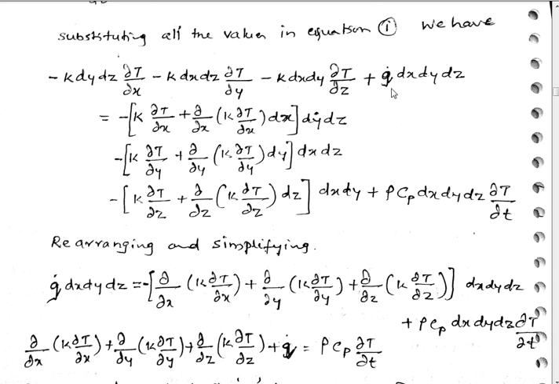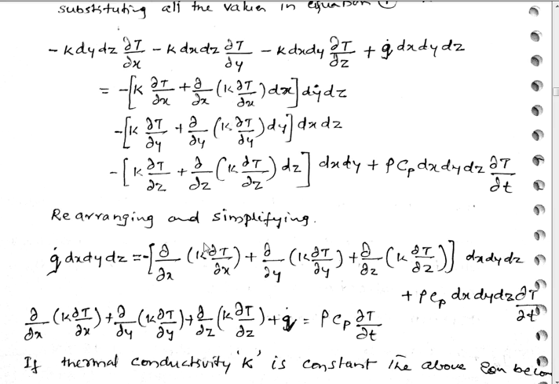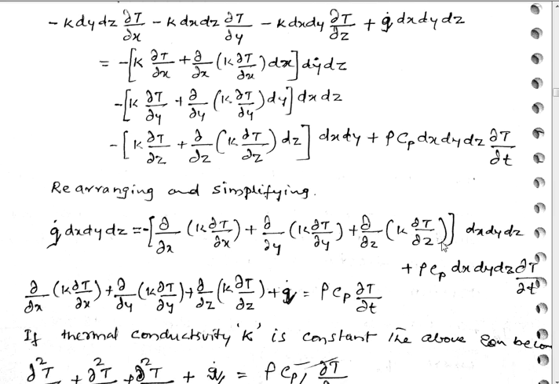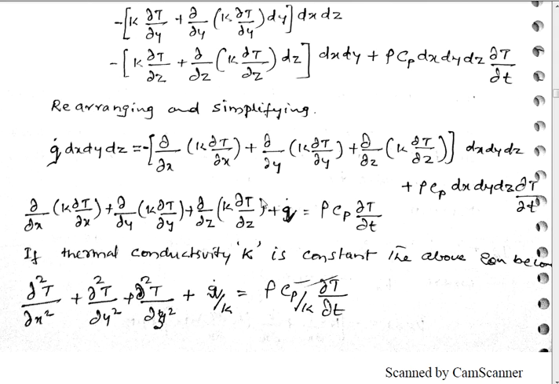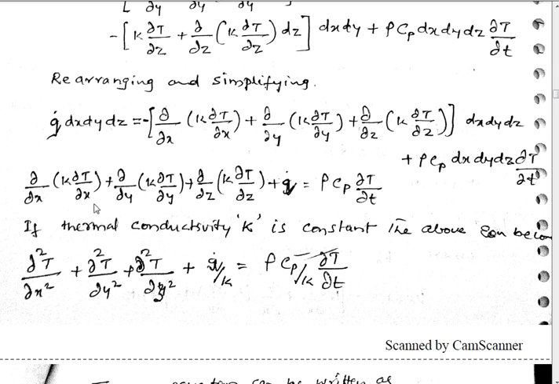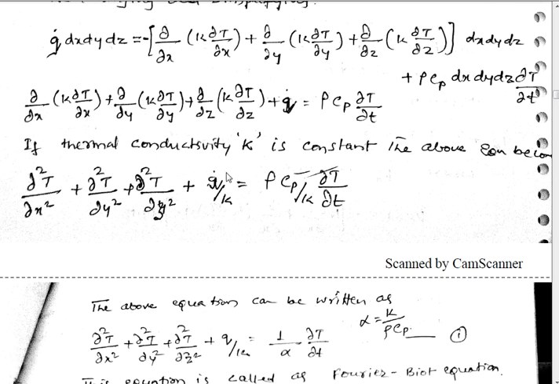After rearranging, only this term remains on the left hand side, and on the right hand side there is ∂/∂x of (k ∂T/∂x) plus ∂/∂y of (k ∂T/∂y) plus ∂/∂z of (k ∂T/∂z) into dx dy dz. Here dx dy dz is common to all the terms and is taken outside. Plus the change in internal energy, ρ cp dx dy dz ∂T/∂t. So ∂/∂x of (k ∂T/∂x) plus ∂/∂y of (k ∂T/∂y) plus ∂/∂z of (k ∂T/∂z) plus q dot is equal to ρ cp ∂T/∂t.